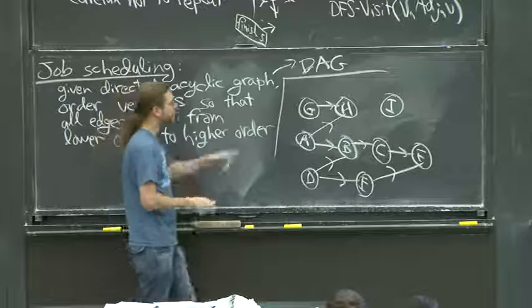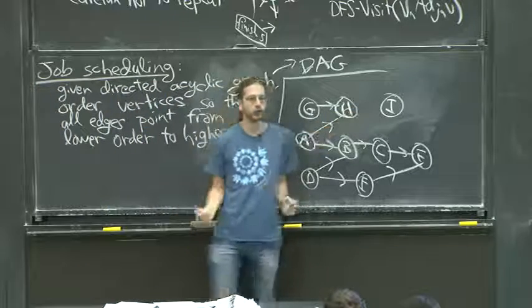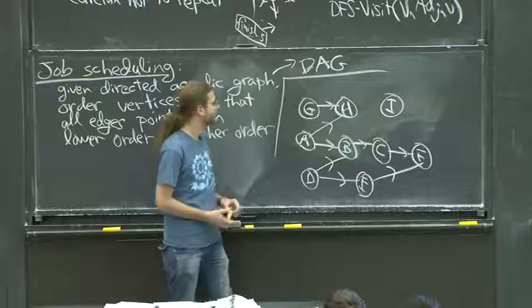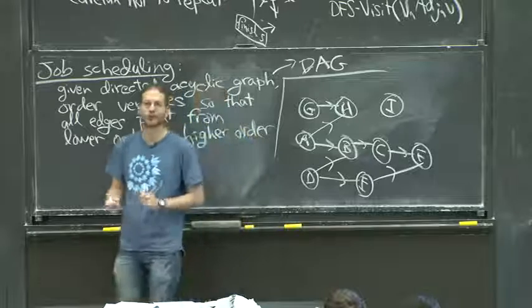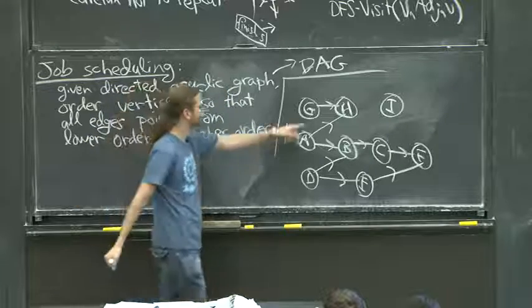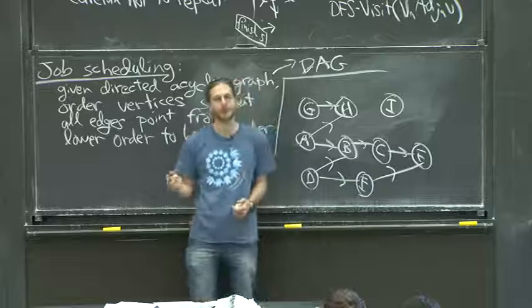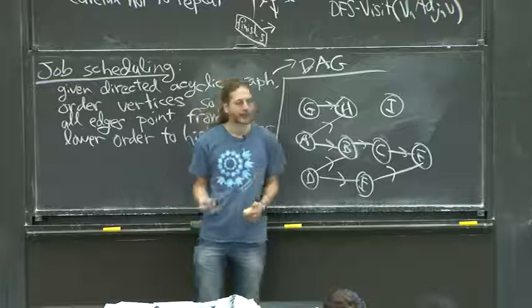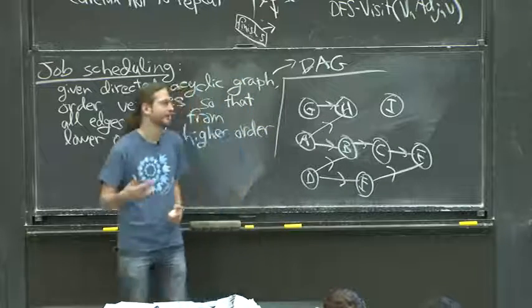And now imagine these vertices represent things you need to do. The textbook has a funny example where you're getting dressed. So you have these constraints that say, well, I've got to put my socks on before I put my shoes on. And then I've got to put my underwear on before I put my pants on, and all these kinds of things.